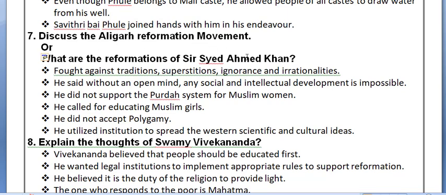Discuss the Aligarh reformation movement. Or a question can also be asked like this. What are the reformations of Sir Syed Ahmad Khan? He fought against traditions, superstition, ignorance and irrationalities. He said, without an open mind, any social and intellectual development is impossible. He did not support the Purdah system for Muslim women. He called for educating Muslim girls. He did not accept polygamy. He utilized the institution to spread Western scientific and cultural ideas.